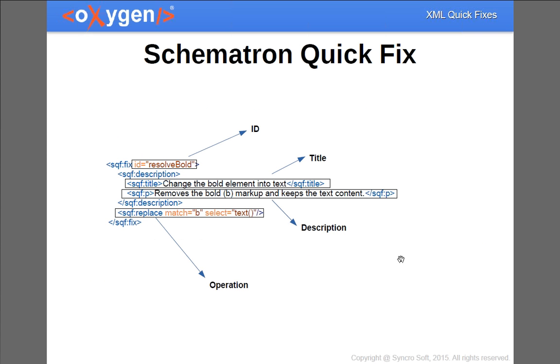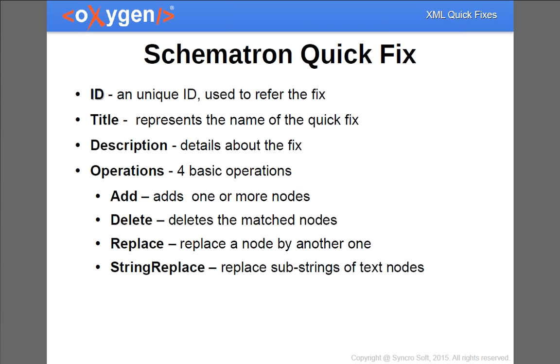The fix structure is very simple. In fact, it has an ID which is used to refer to the fix, then a title and a description of the fix, and the operation that will be performed by the fix. The ID must be unique in the current context and it's used to refer to the fix. Then the title represents the name of the fix that will be displayed to the user. In the description you can add details about the fix, what it will do and so on. And there are 4 basic operations.